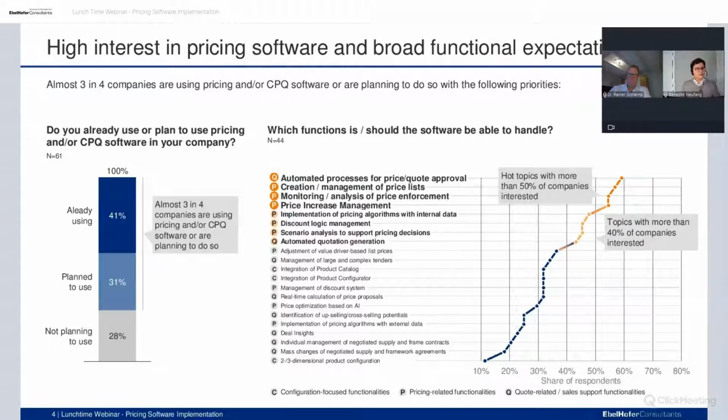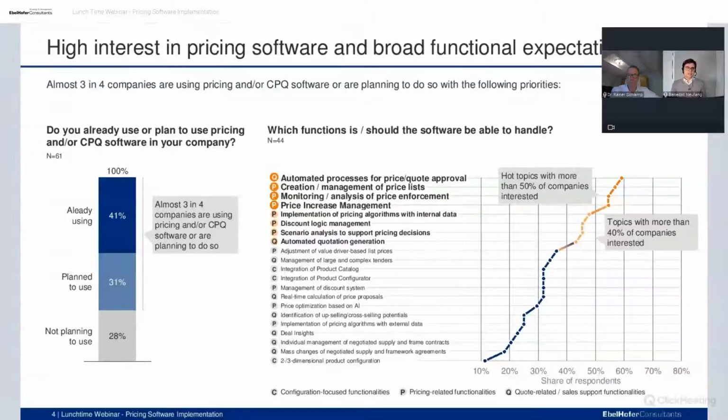And we could confirm that there is a positive match between those topics, because what you see here on the right-hand side among the, let's say, hot topics or the most frequently sought after functionalities, we see functions related to the automation of the price or quote approval process. We see functionalities related to the management or creation of price lists. A lot of attention is paid to the monitoring and analysis of the actual price enforcement. So the price realization in front of the customers.